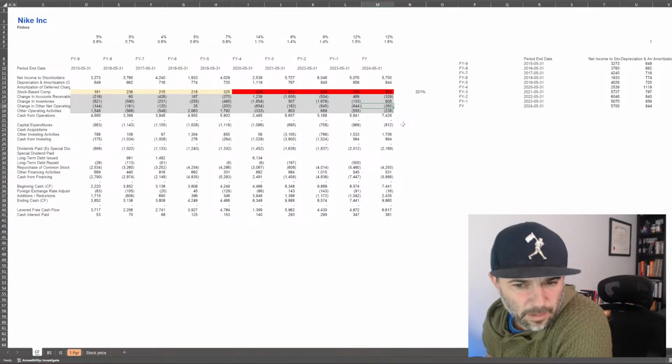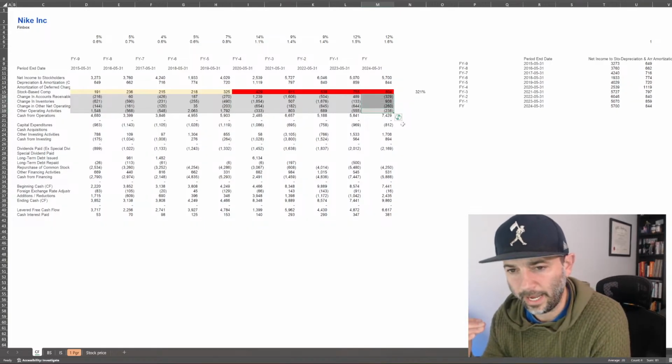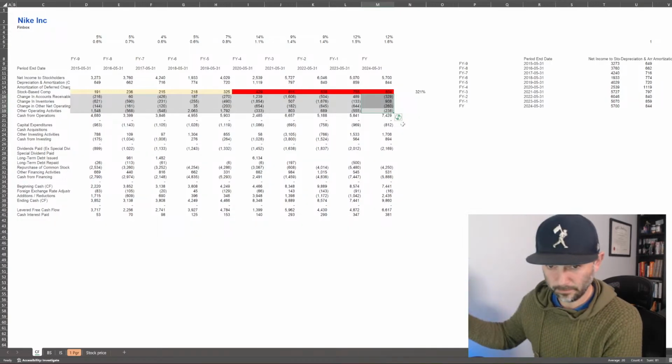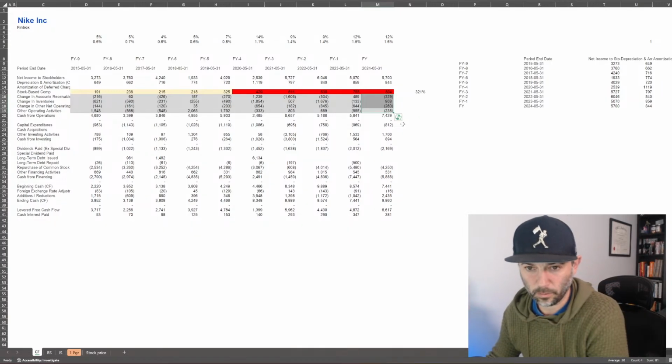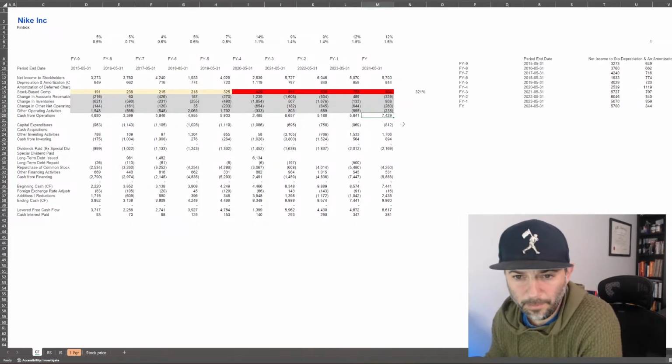Net change of other operations, that's also negative. Other operating activities also negative. So they've got a lot of negatives here that are kind of weighing down on the free cash flow. That will cycle probably positive next year. It kind of oscillates back and forth. So this 7.4 might be a little low, actually, which is a good thing.